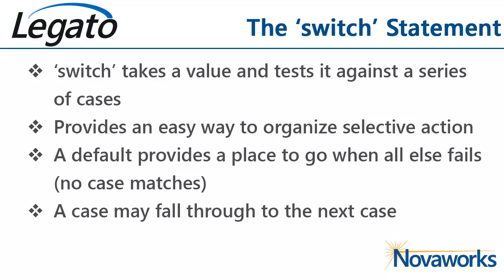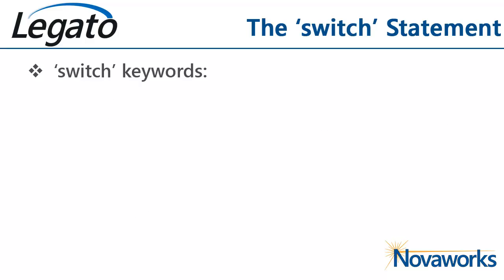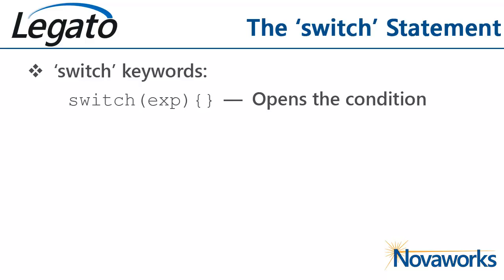Also, cases will fall through to the next, which can be useful at times where the if-else type expression would not let you do that type of thing. So the switch has a number of keywords. The most obvious is the switch keyword, and you'll have an expression, and that will open a particular condition. Switches always open a block of test conditions.